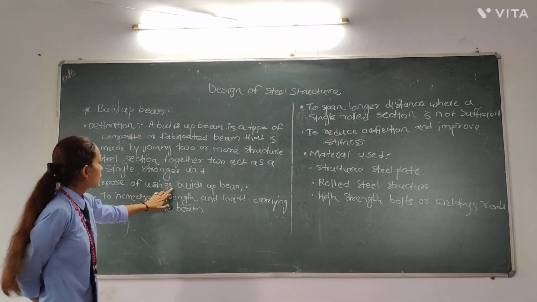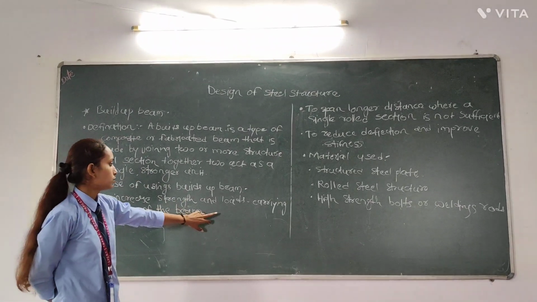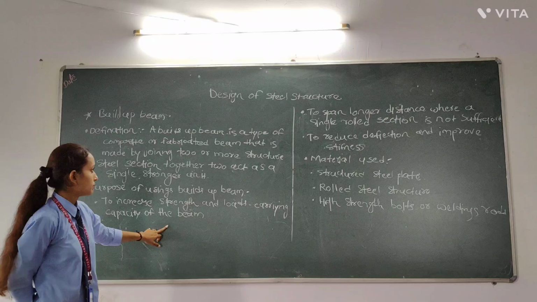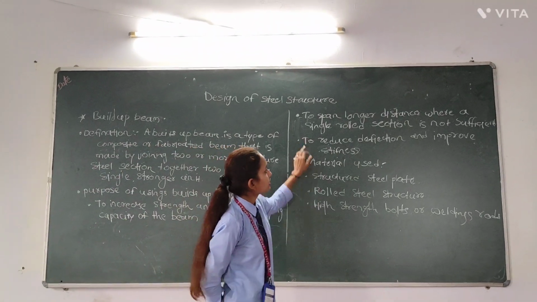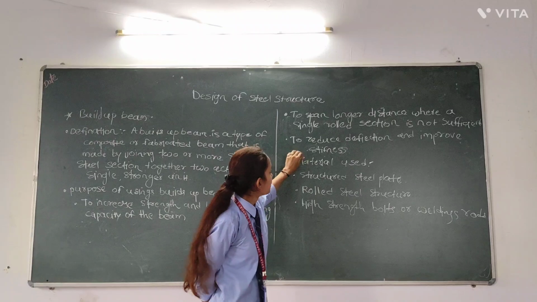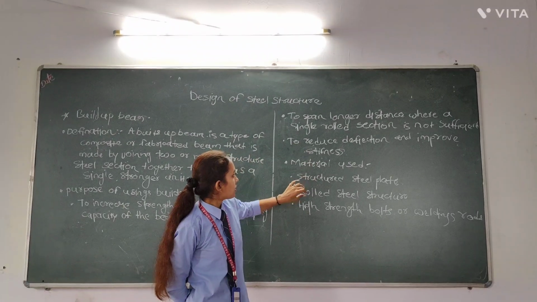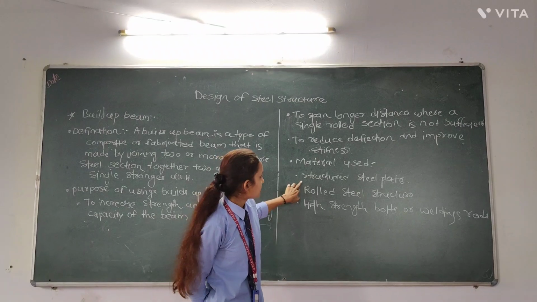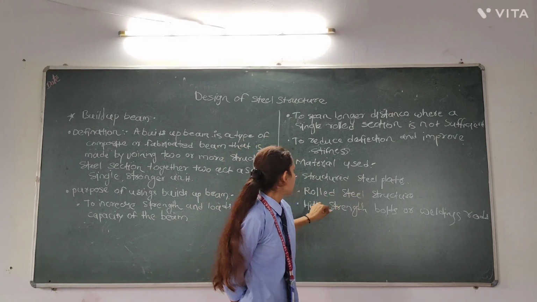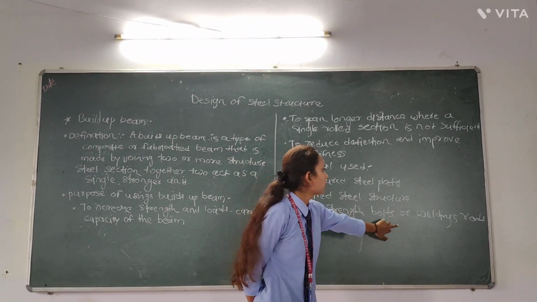Purpose of using a built-up beam: to increase the strength and load carrying capacity of the beam; to span longer distances where a single rolled section is not sufficient; to reduce deflection and improve stiffness. Material used: structural steel plates, rolled steel sections, high strength bolts or welding.